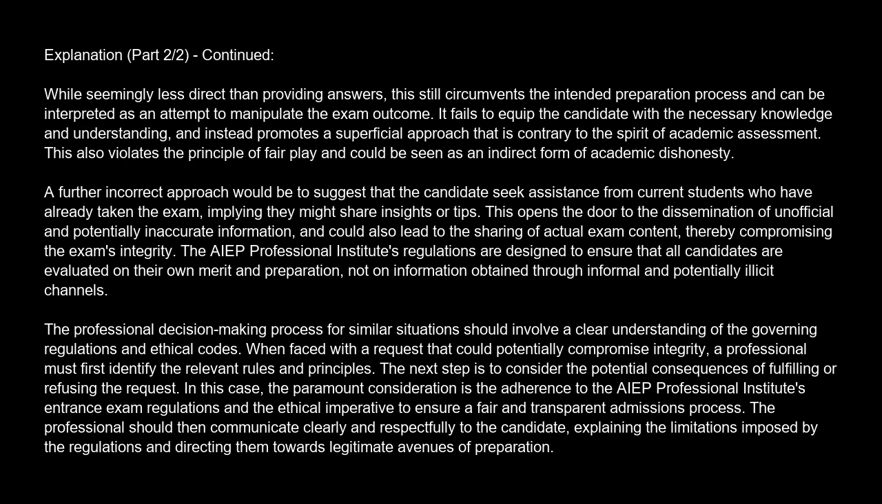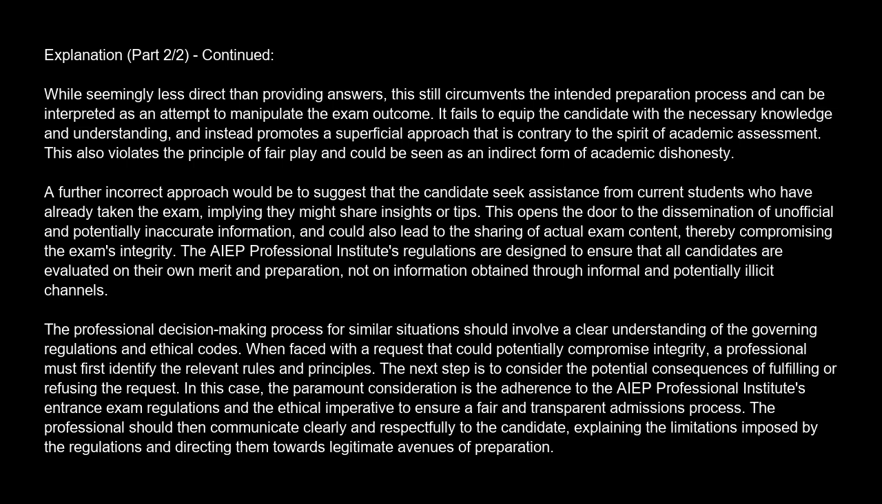A further incorrect approach would be to suggest that the candidate seek assistance from current students who have already taken the exam, implying they might share insights or tips. This opens the door to the dissemination of unofficial and potentially inaccurate information, and could also lead to the sharing of actual exam content, thereby compromising the exam's integrity. The AIEP Professional Institute's regulations are designed to ensure that all candidates are evaluated on their own merit and preparation, not on information obtained through informal and potentially illicit channels.